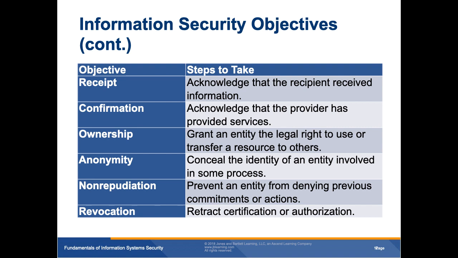Receipt acknowledges that the recipient received the information. Confirmation acknowledges that the provider has provided services. Ownership grants an entity the legal right to use or transfer a resource to others. Anonymity conceals the identity of an entity involved in some process. Non-repudiation prevents an entity from denying previous comments or actions. There's no denying it was you that sent this. Revocation retracts certification or authorization. So you're revoking the access.